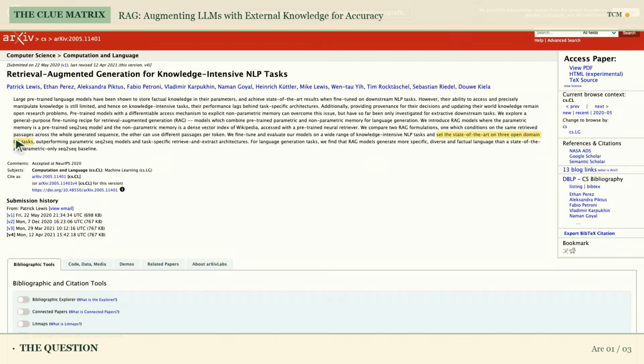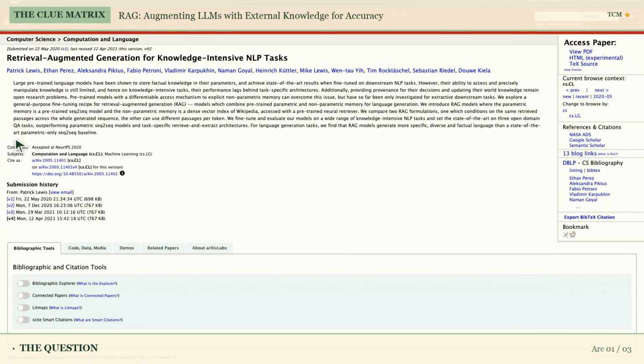The immediate impact was significant. The original RAG paper reported setting the state of the art on 3 open domain QA tasks, including prominent benchmarks like web questions and natural questions, often showing significant improvements over parametric-only models. That's impressive. It shows this isn't just a theoretical idea, but a practical improvement for answering questions.